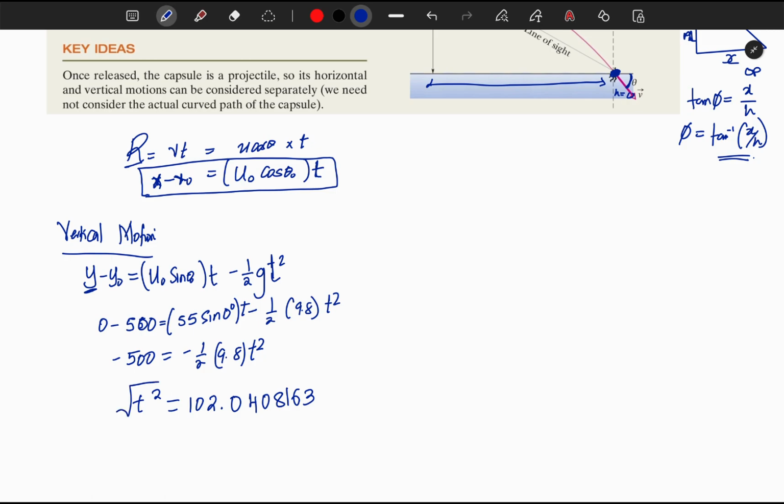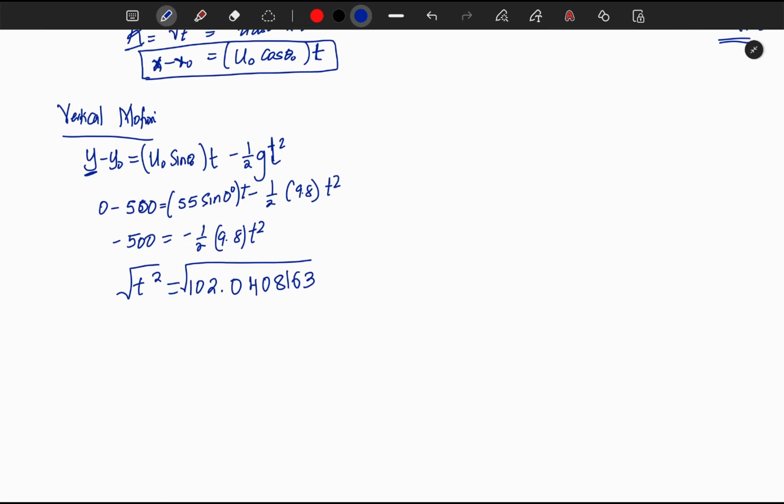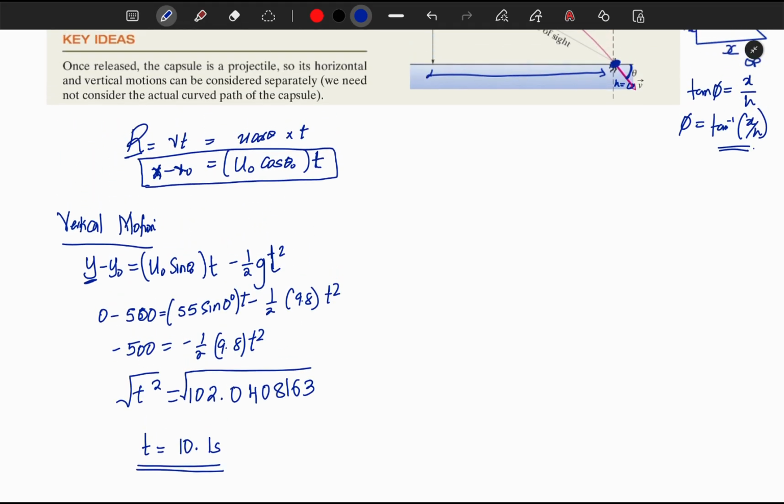Then I'm going to do the square root. Don't round off until the final answer, please. So t is equal to 10.1 seconds. So this is the time we need. Now that we know the time, we can come here and find x. u naught cos theta and t there. So x here, this is initial, here is 0.